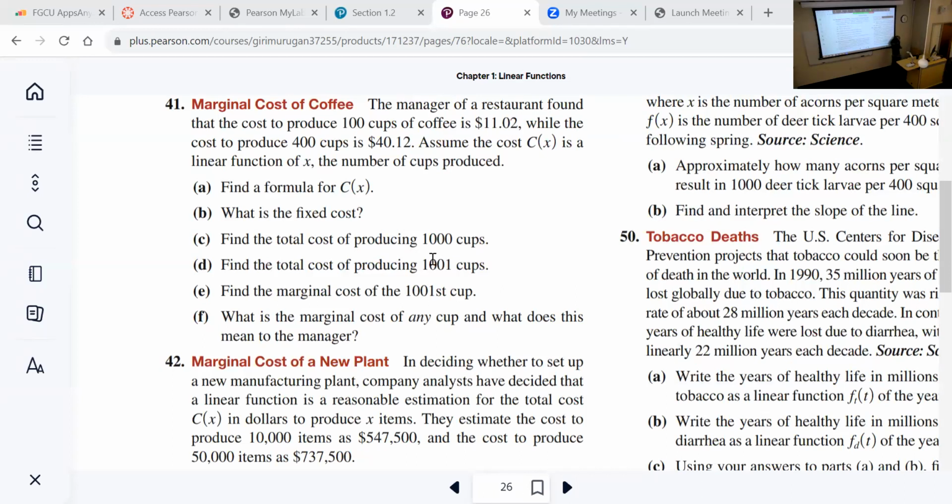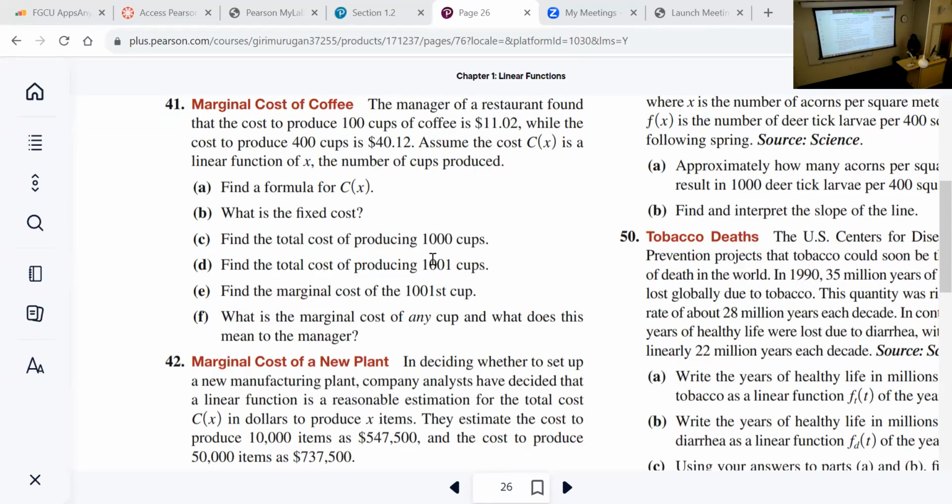So the manager of the restaurant found that the cost to produce 100 cups of coffee is $11.02, while the cost to produce 400 cups is $40.12. We want to assume that the cost function is linear. Big assumption. If we don't make that assumption, we can't use a linear cost function.